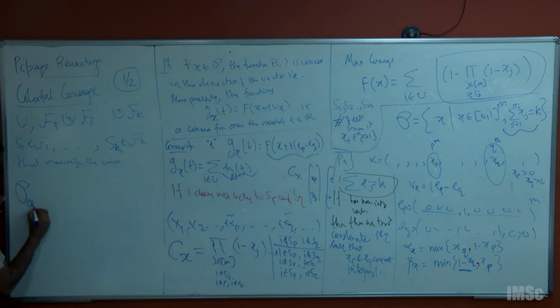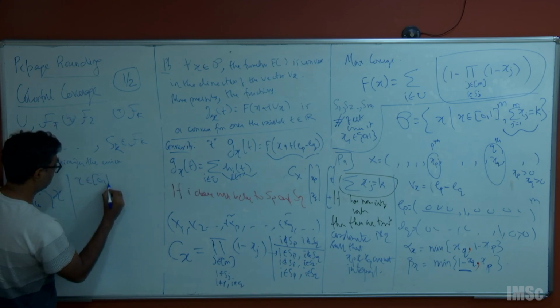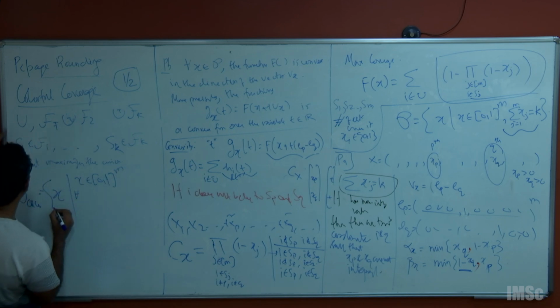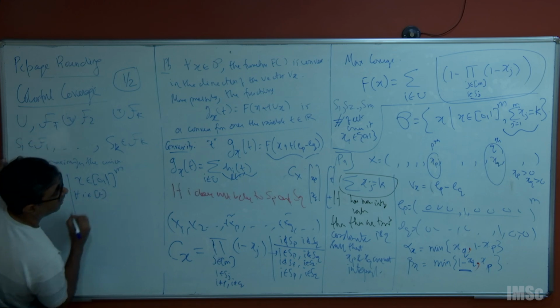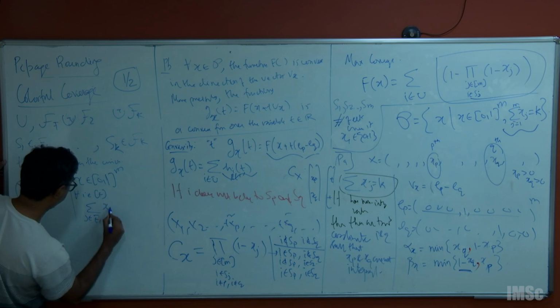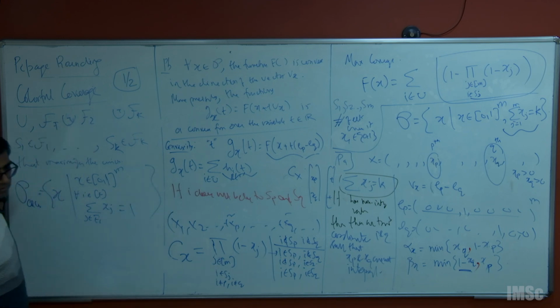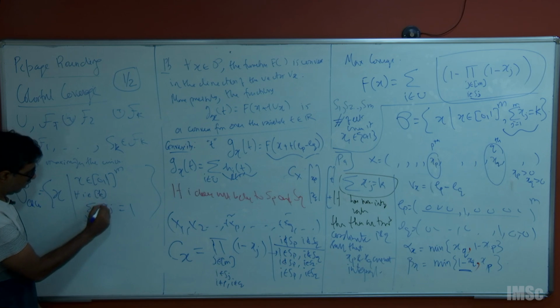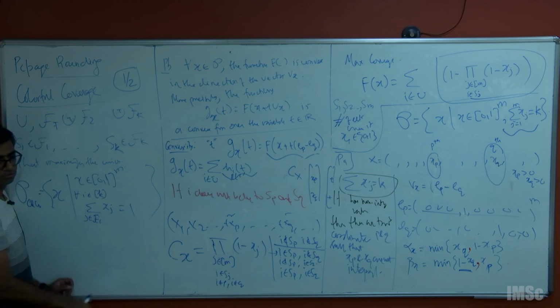So P colorful coverage is nothing but x in [0,1] to the power m, and for all i in 1 to k, summation over j in Fi of xj equal to 1. That's it. It tells me that from each color class I pick up one element. So it's a polytope.